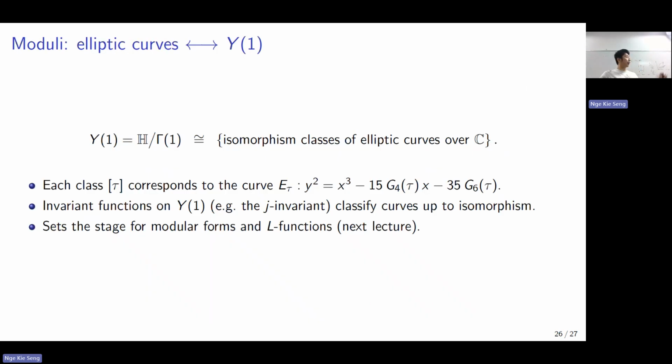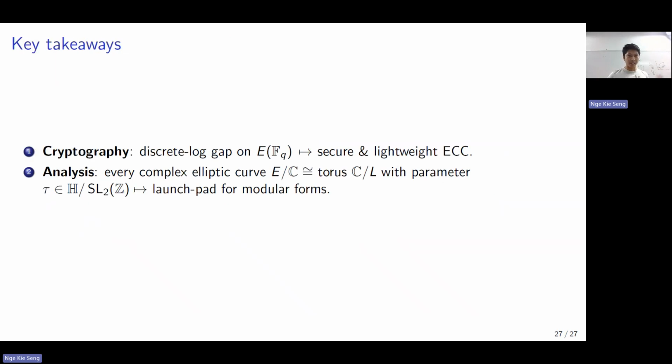So this is the conclusion: given a complex number, using the modular equivalence, we can use it to represent an isomorphism class of elliptic curves.